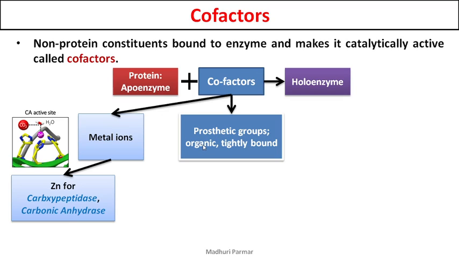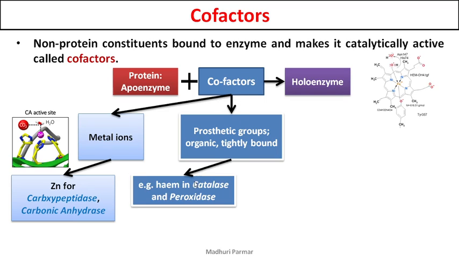Then the cofactors can be prosthetic groups. Prosthetic groups are mostly organic. They are vitamin derivatives and they are tightly bound, covalently attached to the enzyme. An example is heme in catalase and peroxidase.